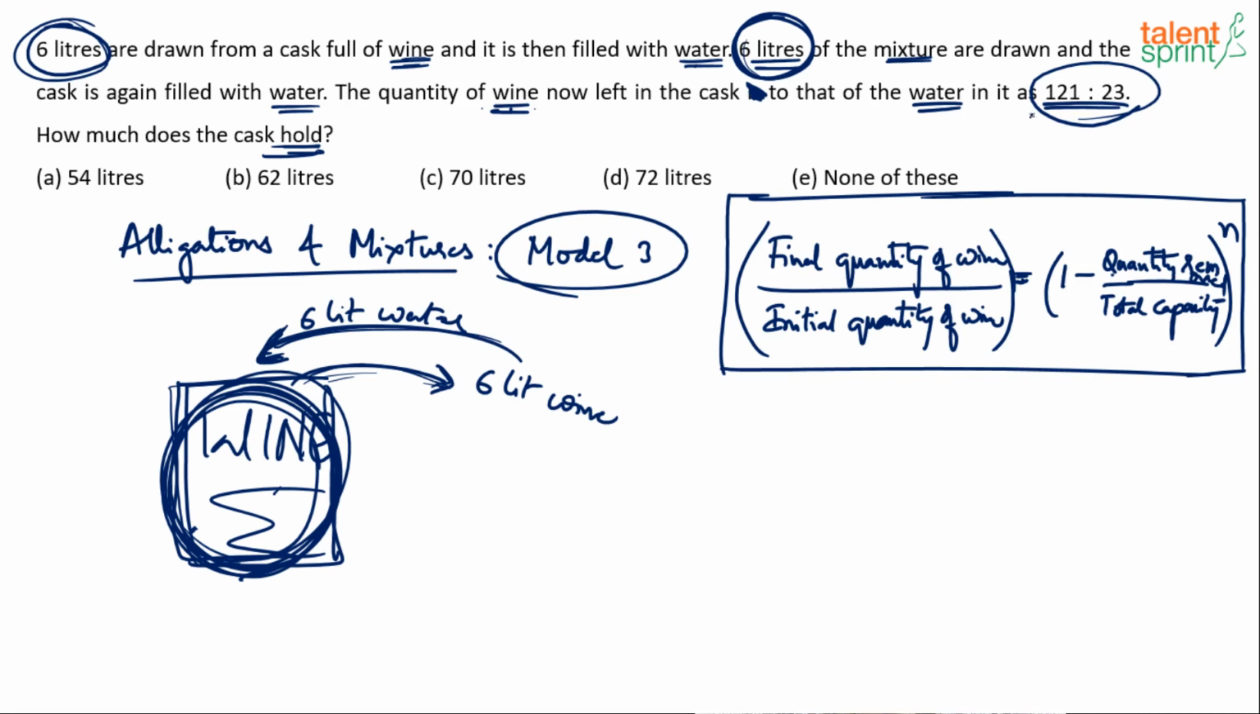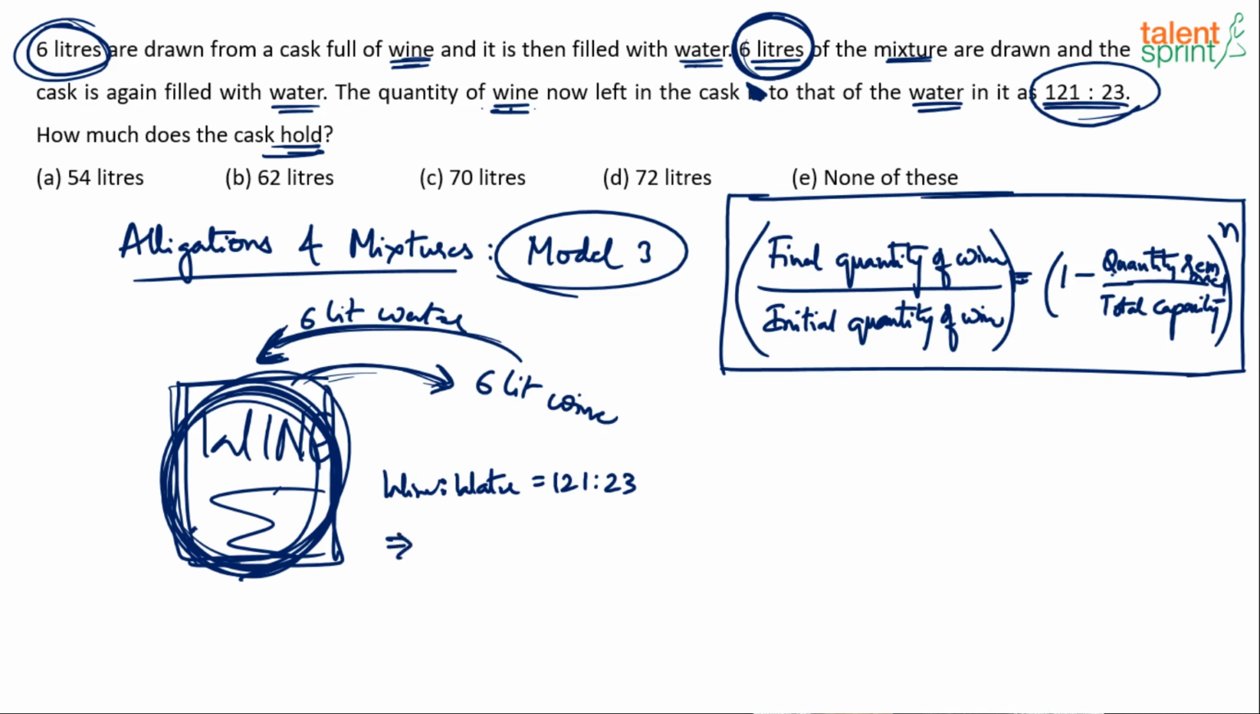So what I can do from this ratio is final wine is to final water. Final quantity of wine is to final quantity of water. Wine is to water. What is wrong with this? Achha, both are W only. I'm wondering what went wrong. So let's say wine is to final water. What is the ratio? 121:23. 121 parts of wine, 23 parts of water.